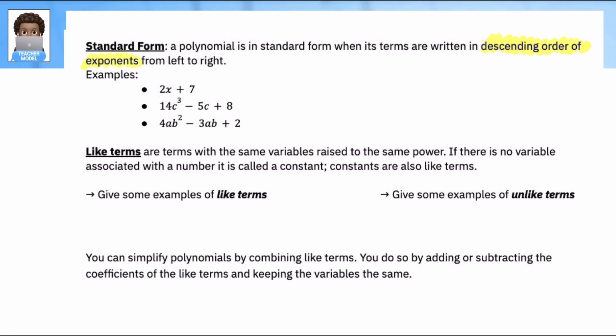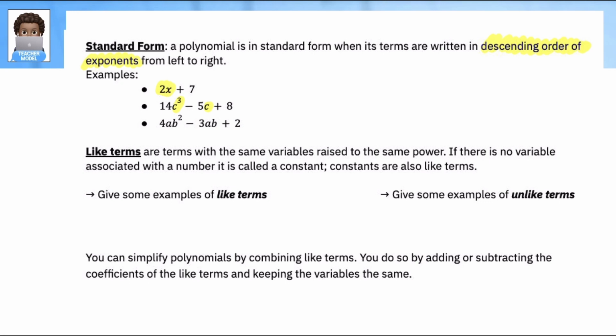So looking here, usually we're going from left to right. Anything that has a variable is in the front oftentimes. And here, that's why the 2x comes before the 7. Looking at example 2, you have two variables, but notice c to the third power is bigger, it's a greater degree. So I put that in first.